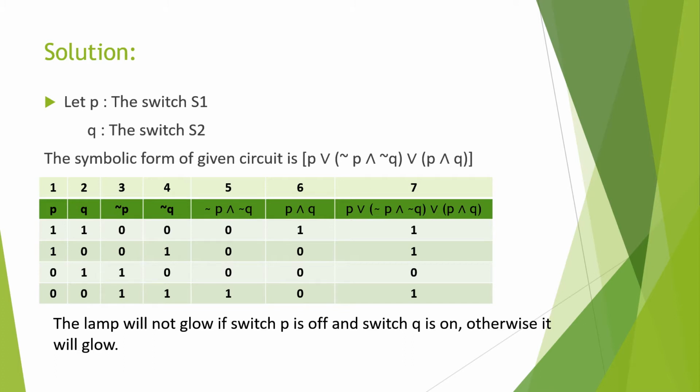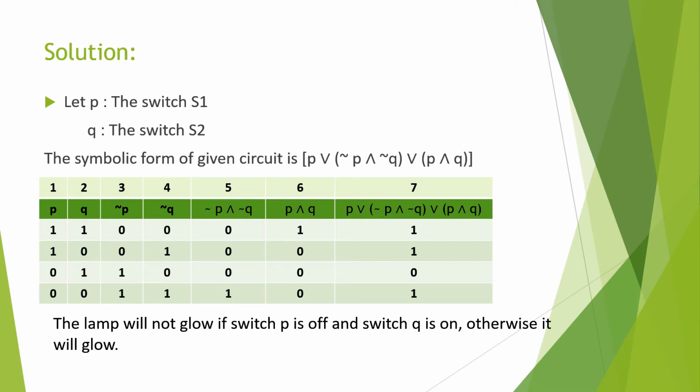Now let's construct its switching table. Now you are familiar with how to construct the switching table. So the table is given here. P consists of 1 1 0 0, Q is 1 0 1 0, negation P is 0 0 1 1, negation Q is 0 1 0 1. Next is negation P and negation Q, that is 0 0 0 then 1. Similarly P and Q is 1 and 0 0. And the last column we can consider column number 1, then column number 5 and column number 6, and using rule of OR we get the last column as 1 1 0 1.